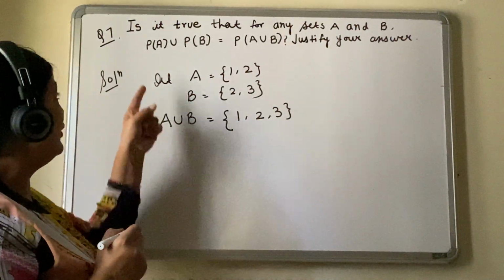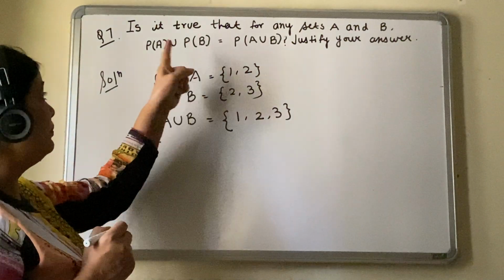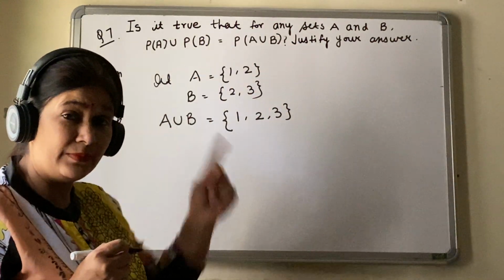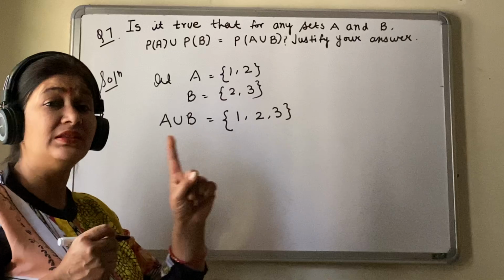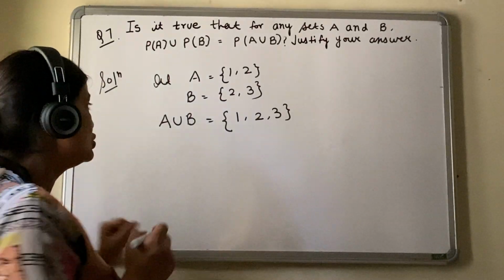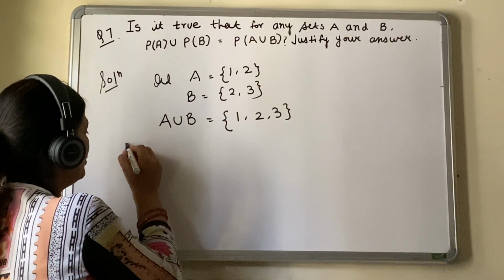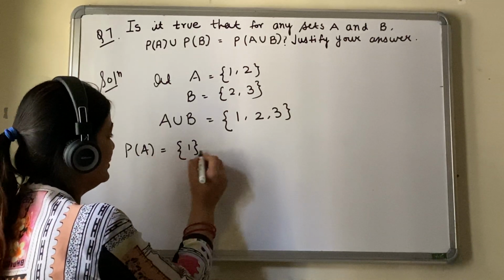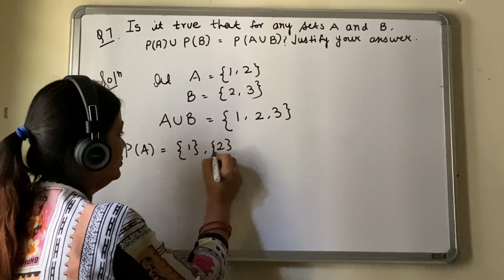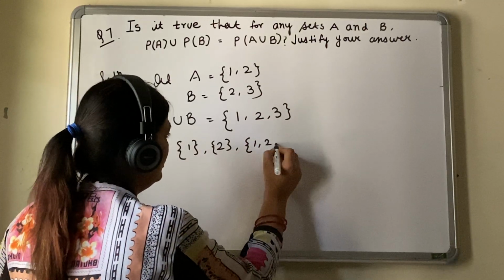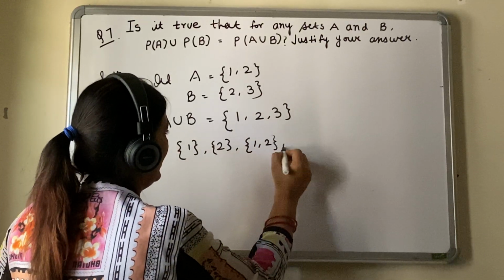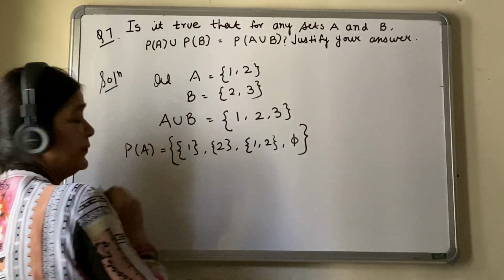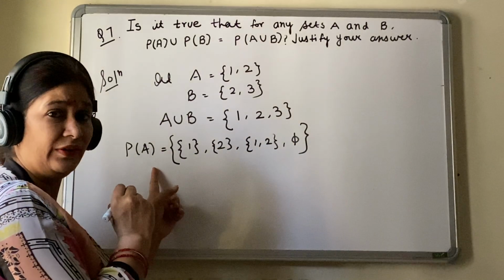Now we have to find power set of A, power set of B and power set of A union B. Power set means collection of all the subsets of a given set. So, power set of A is equal to {1}, {2}, {1, 2} and the empty set, the collection of all these subsets. So, it is a power set of A.